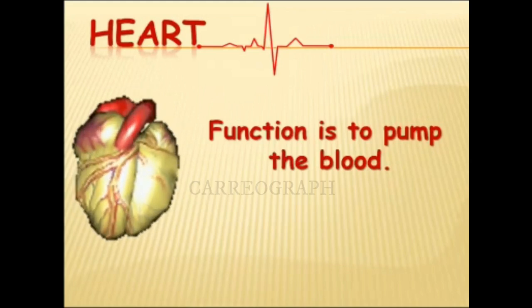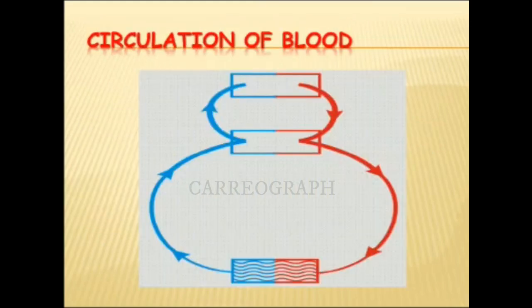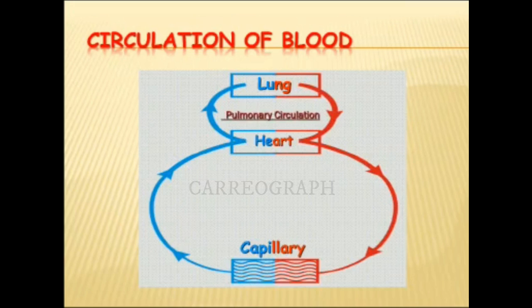Now friends, we will see the circulation of blood. In this circulation of blood, the heart circulates the blood in the lungs, whereas it also circulates to the different parts of the body through pumping. There are two types of circulations. One is pulmonary circulation. In this pulmonary circulation, the heart pumps the blood and it goes into the lungs.